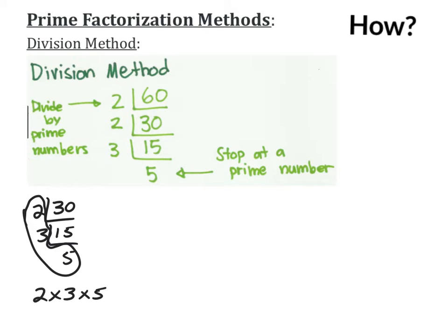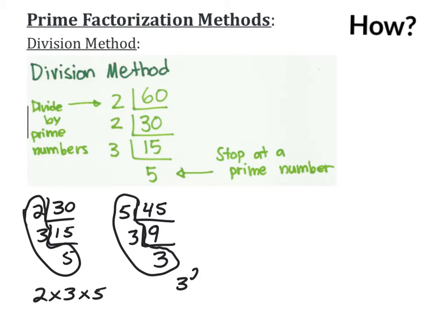Let's do another one. Let's do 45. So 45 divided by 5 gives me 9. 9 divided by some factor, let's see, 3. 9 divided by 3 is 3. So those are our final factors. They're all prime. So then we would say it's 3 squared times 5. It's just another method if you don't like the tree method.